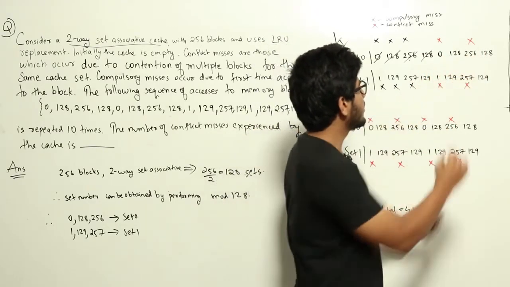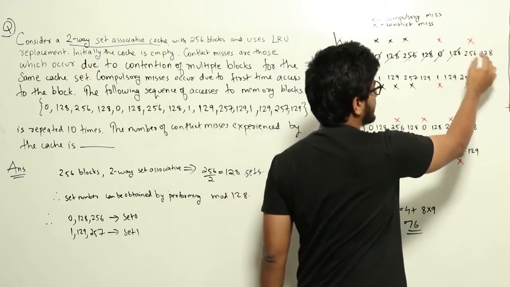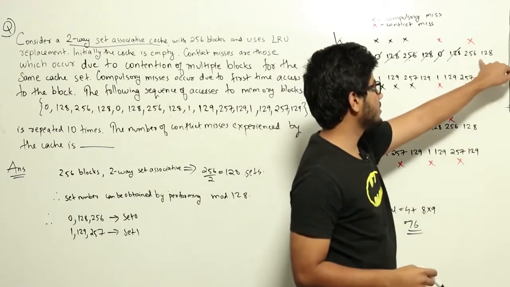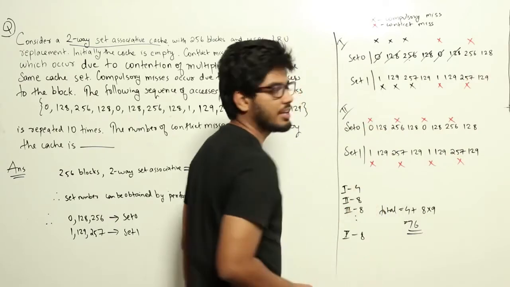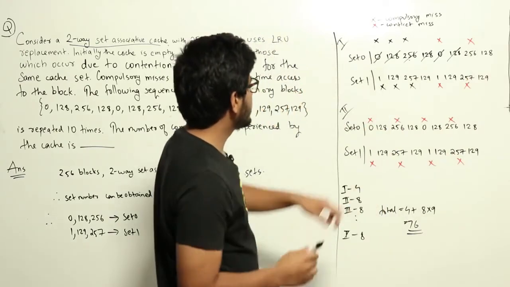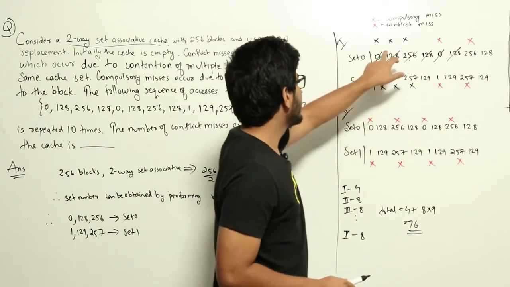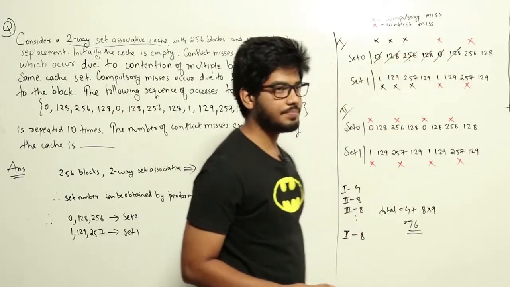After that, it's accessing 128. So 128 will come here. It is the last access, so that's not a miss. 128 was already there in the cache. So these 8 accesses caused 2 conflict misses here.